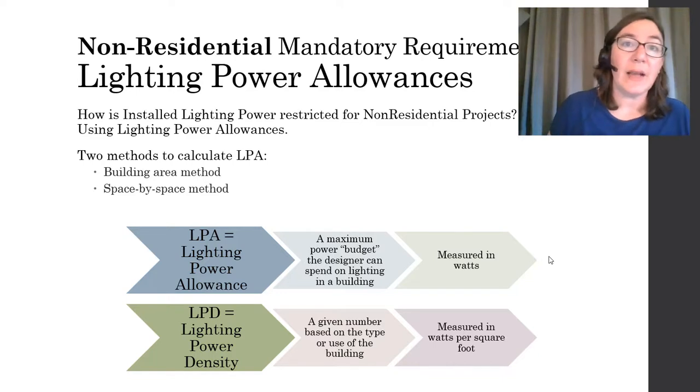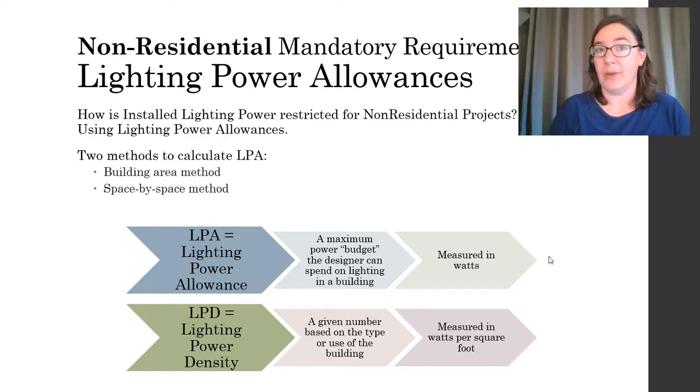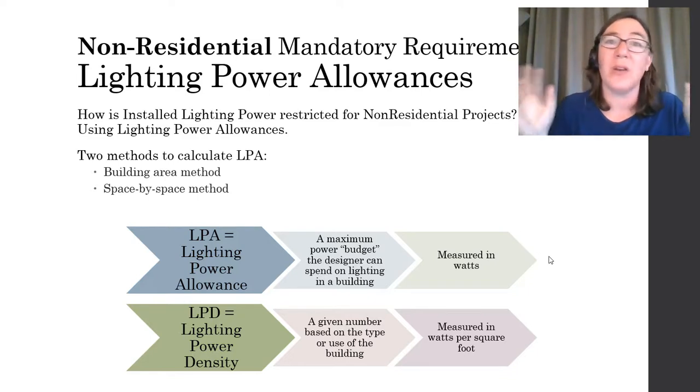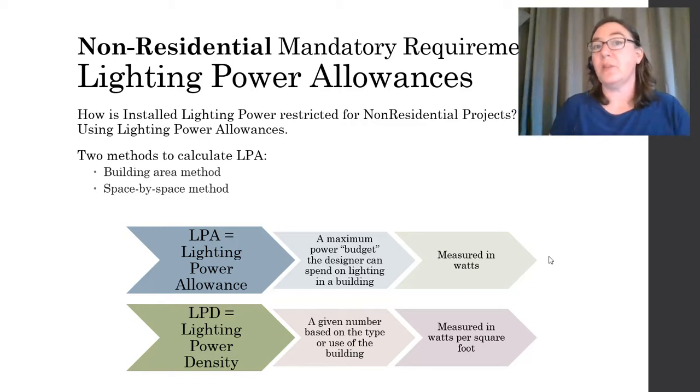All right, let's get a couple of definitions out of the way first. So LPA, or lighting power allowance, is going to be kind of the maximum power budget that a designer can spend on the lighting in a building. And it's measured in watts, right? The LPD is the lighting power density, and that is going to be a code required or a given number. It's based on what your building or your space is used for, right? And that LPD is going to be measured in watts per square foot.